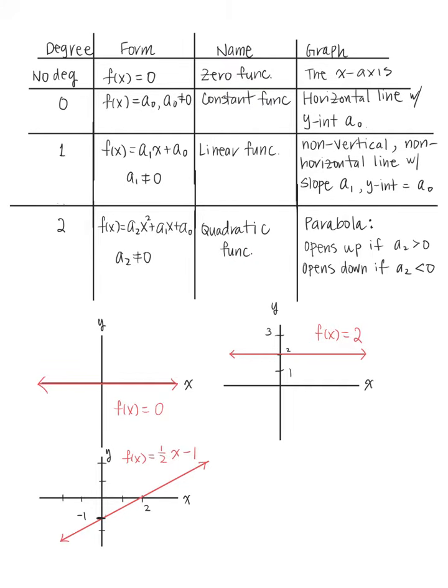And what does the graph look like? It's nothing but a parabola. Now, if the leading coefficient, which is a sub 2, is positive, then your parabola is going to open upward. And if your leading coefficient is negative, it's going to open downward. So here's just a very simple example of the quadratic function, which is f of x equals x squared. Now, it's opening upward because the leading coefficient, which is the constant term that's stuck on the x squared, is 1, positive 1. That is the reason why it's opening upward.